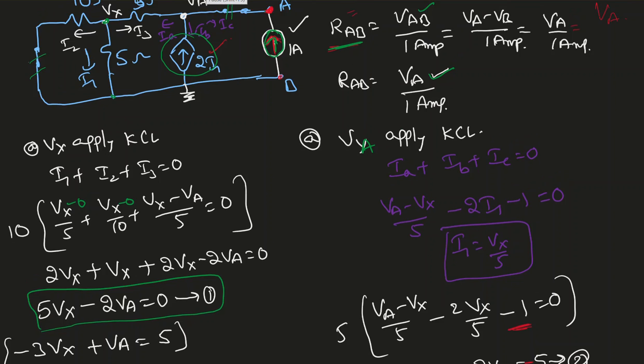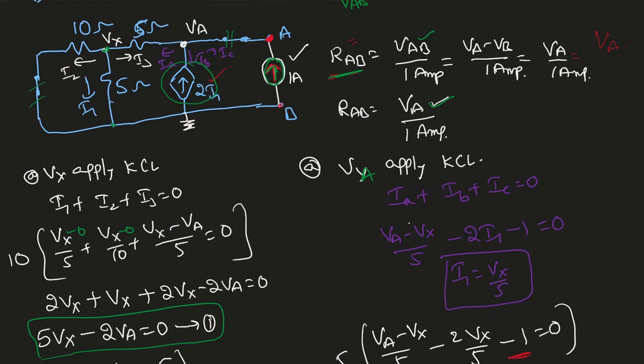Now at Va apply KCL. Ia plus Ib plus Ic equal to 0. Ia equal to Va minus Vx over 5. Ib equal to minus 2I1, Ic equal to minus 1. Now, one student asked me in today's class, can I take the current flowing down instead of flowing towards A? No, you shouldn't take current flowing down, because my goal is finding resistance between the AB terminals.